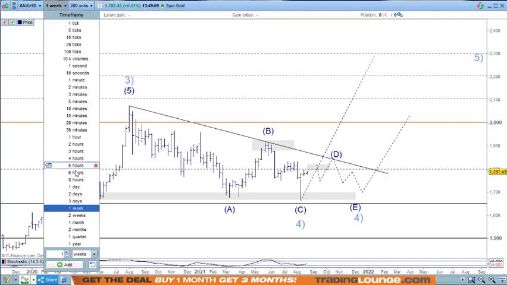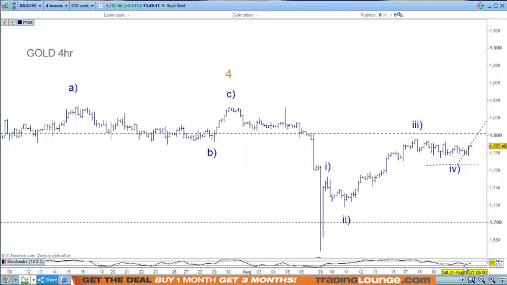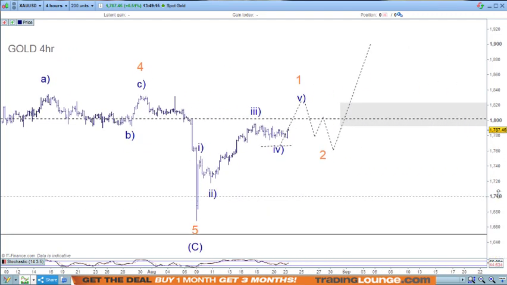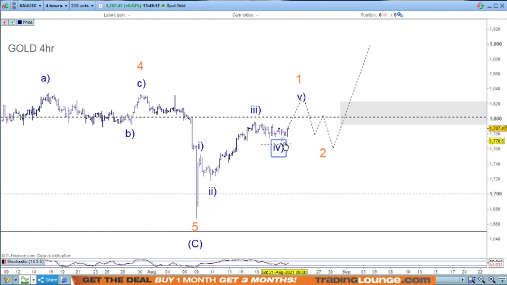So based on that, let's go in and have a look at that count. It's still the same count here. We've got 1 and 2, 3 and 4, and going up for wave 5 of 1, and then we have an ABC back for wave 2 here.